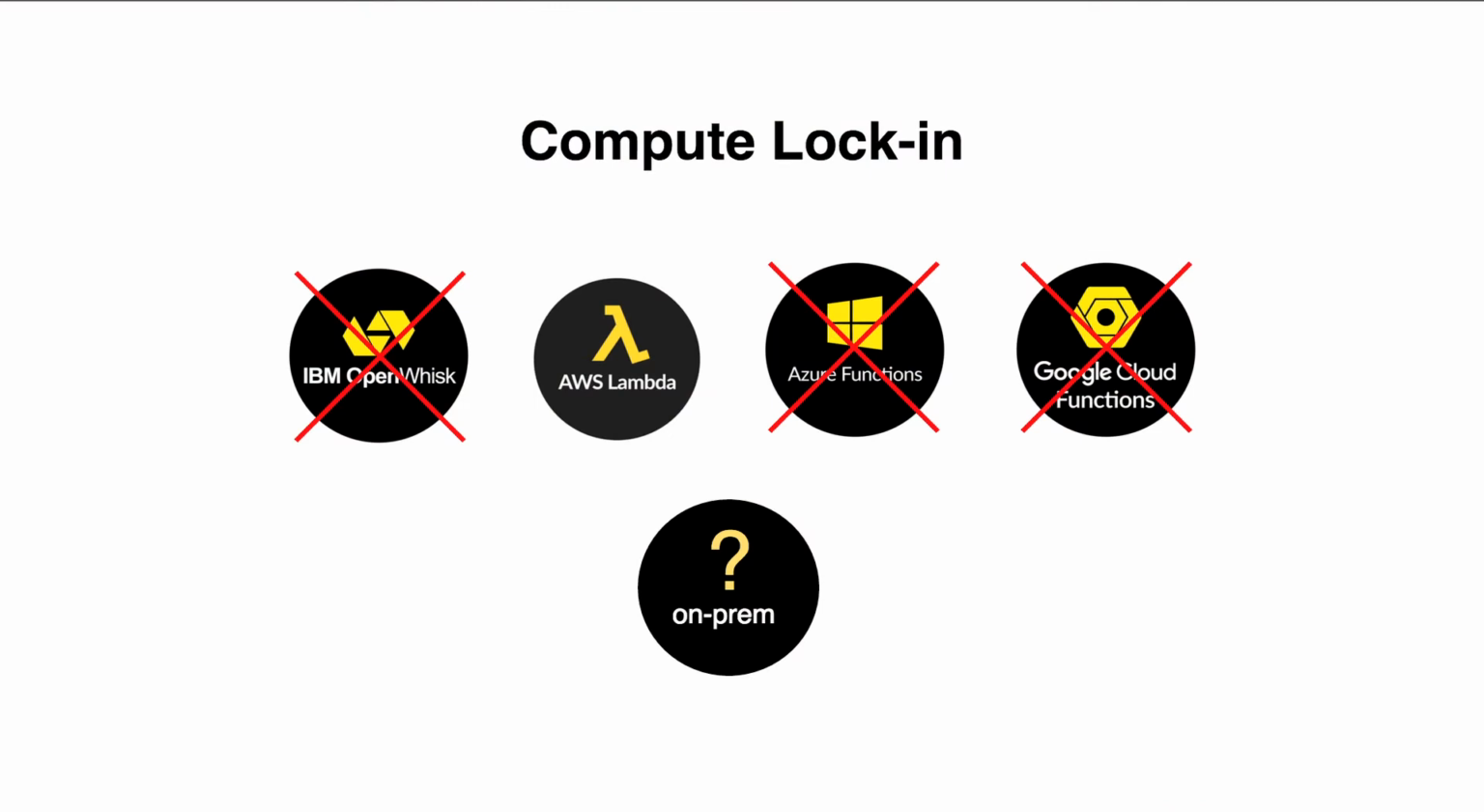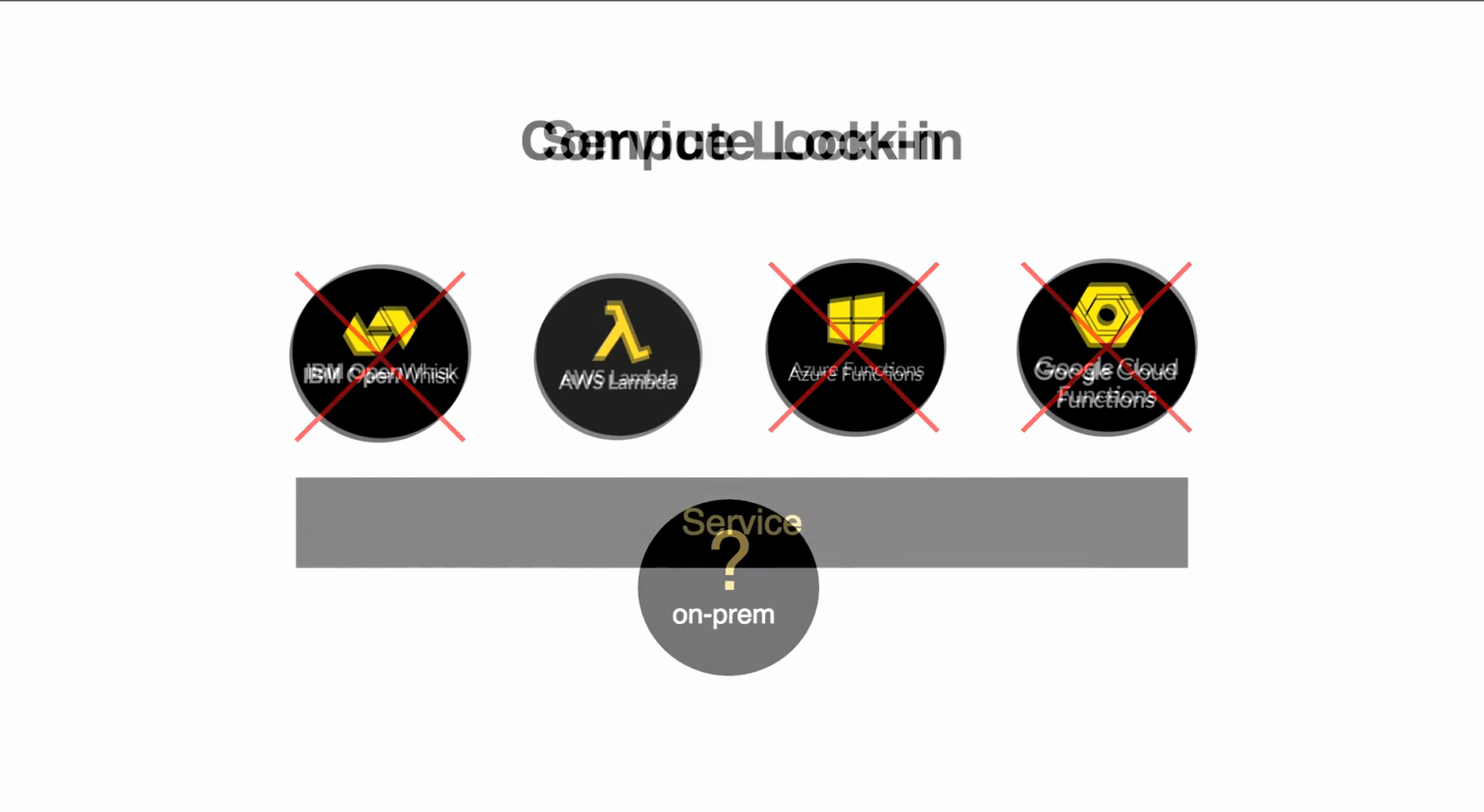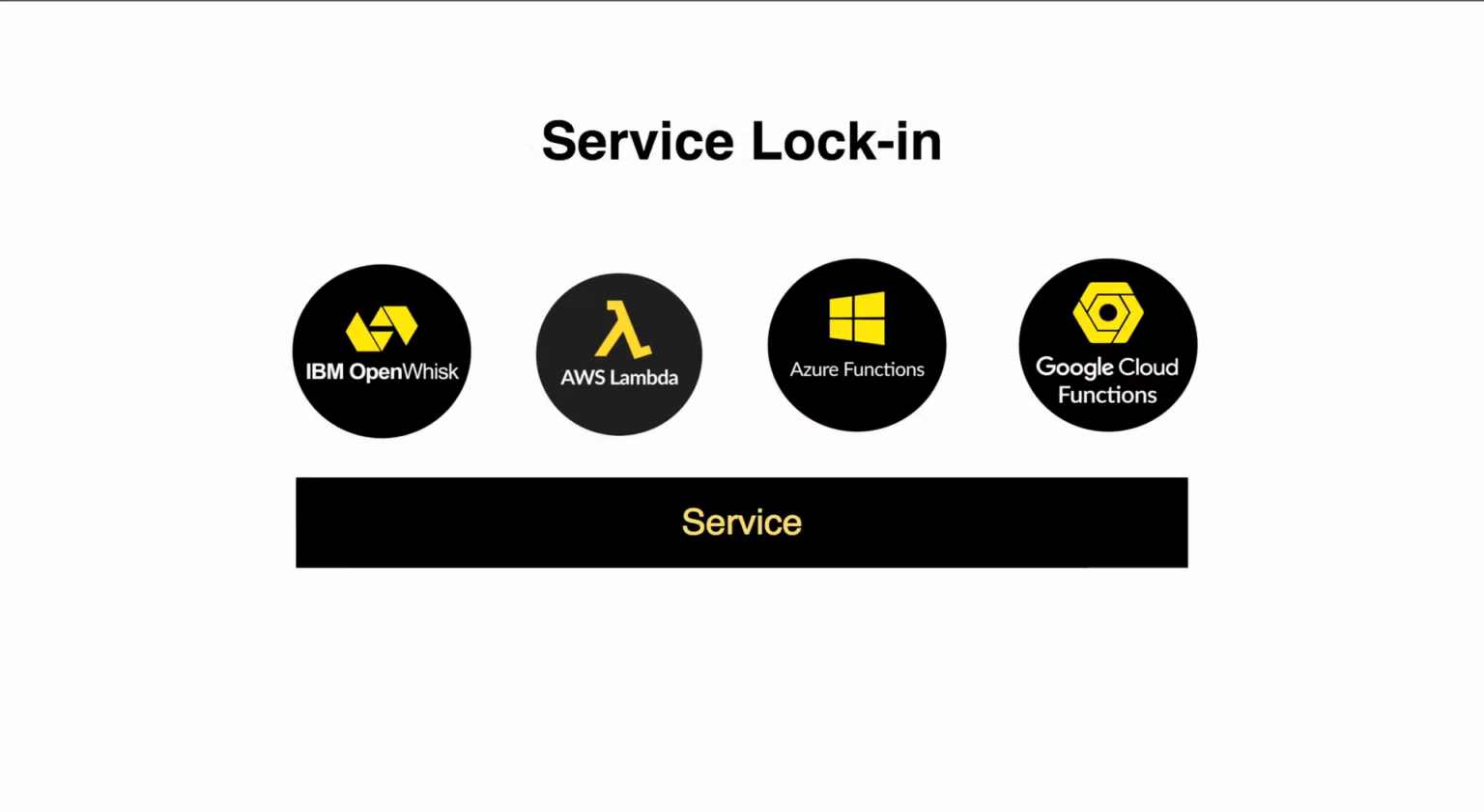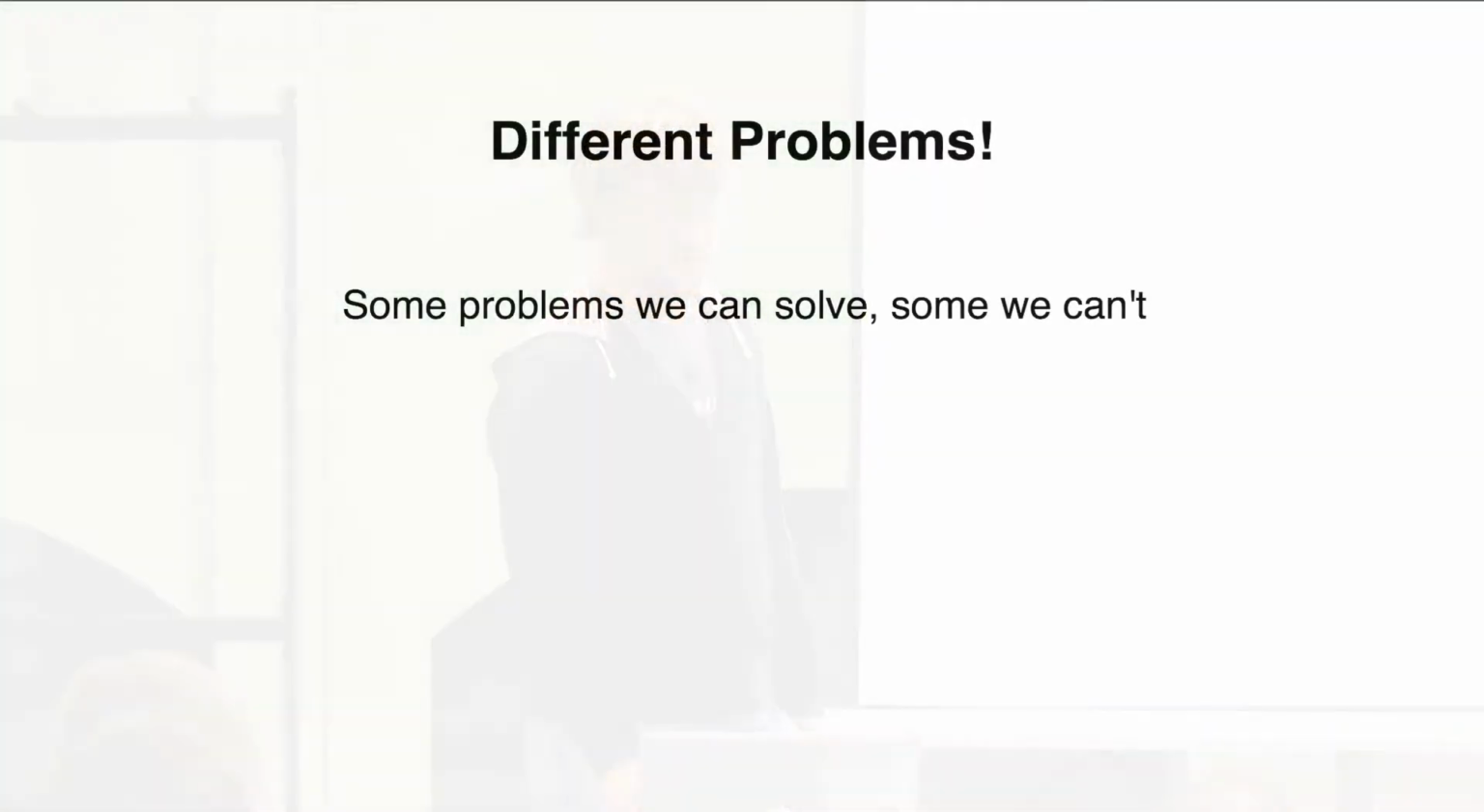Compute lock-in is the inability to take one function and move it to another provider. And with service lock-in, you may have a function that works appropriately across multiple providers, but they all make use of that same service, and therefore they are dependent upon that particular service. So they're different problems. Some of these problems we can solve, some of them we can't. It's the way of things.